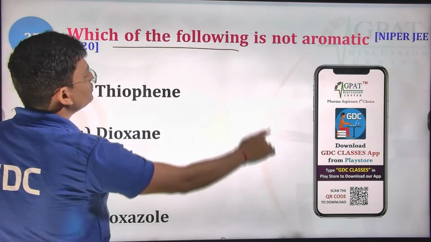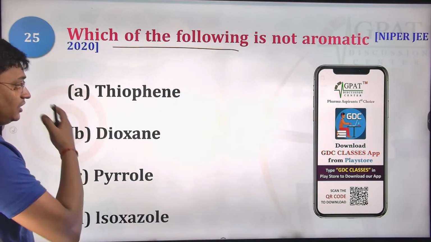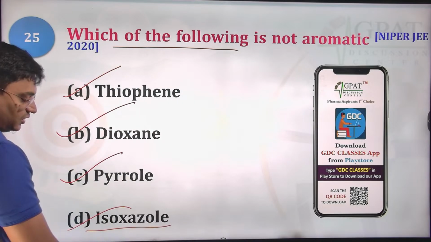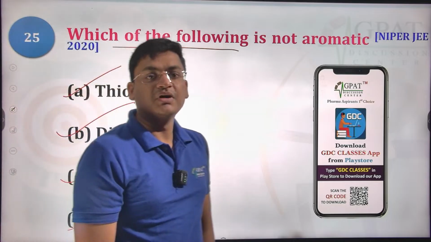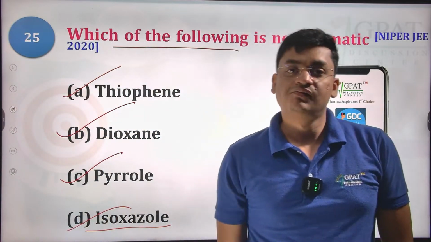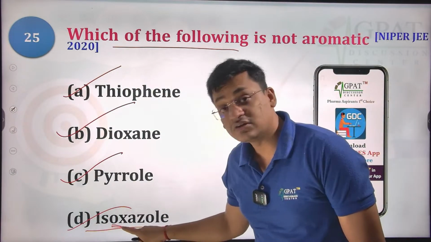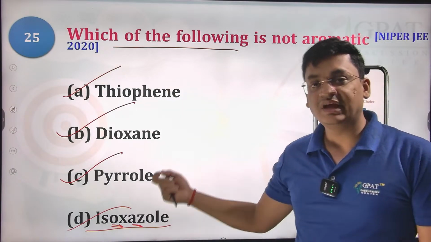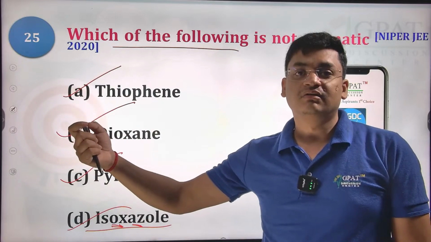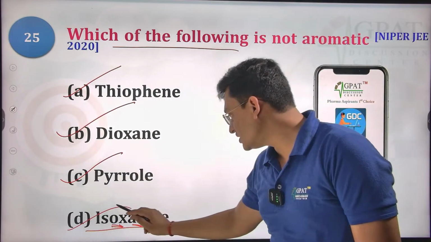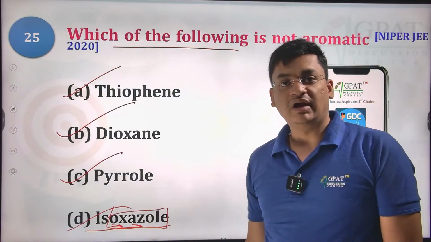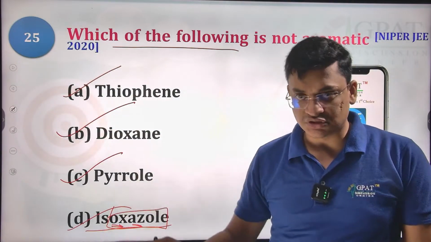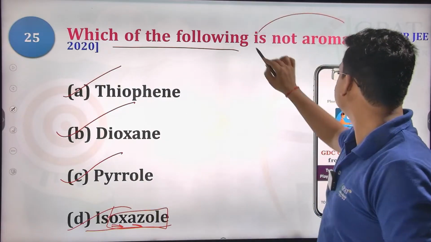Moving to the next question. Which of the following is not aromatic? Thiophene, dioxane, pyrrole, or isoxazole? Isoxazole is the 5-member heterocyclic ring that has oxygen and nitrogen on the 1,2 position. If they are present on the 1,3 position, it will be oxazole. While isoxazole, the isomer of oxazole, has oxygen and nitrogen at the 1,2 positions. So it's an aromatic ring.